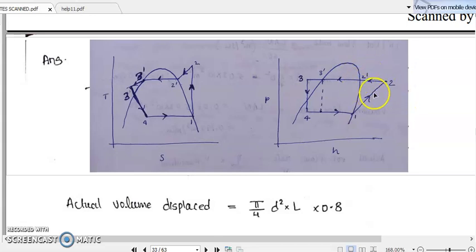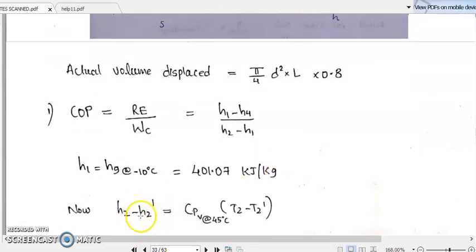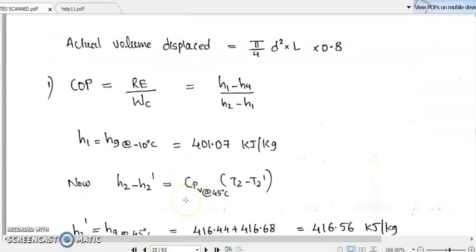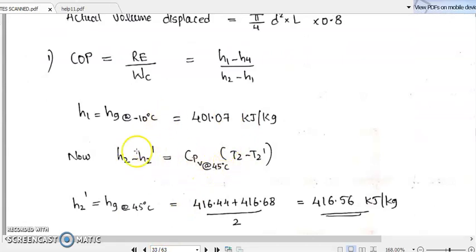What will be this H2 minus H2 dash? That will be nothing but Cp delta T. Enthalpy difference is always given by Cp delta T, and delta T is given by T2 minus T2 dash. So H2 minus H2 dash will be equal to Cp times (T2 minus T2 dash), and Cp will be Cp of vapor at 45 degrees Celsius. Why did we choose 45 degrees Celsius? Because at point 2 dash the temperature of the refrigerant was 45 degrees Celsius. Now we can solve this relation.